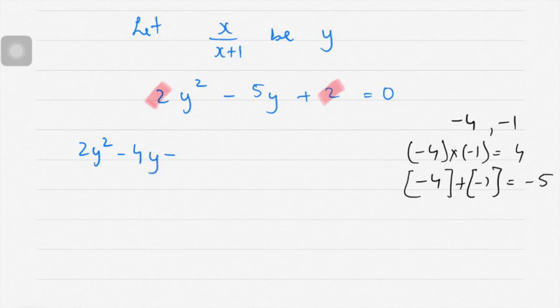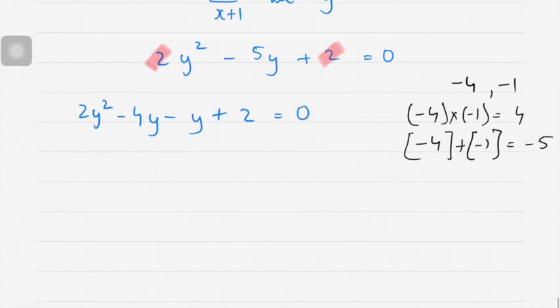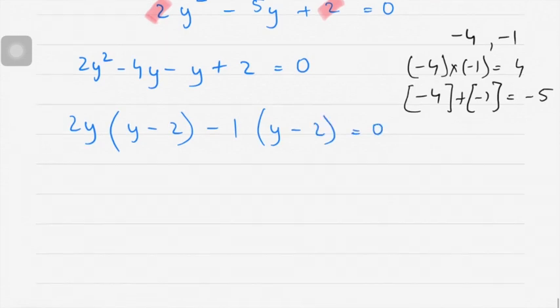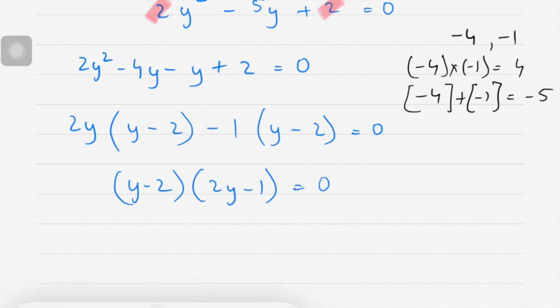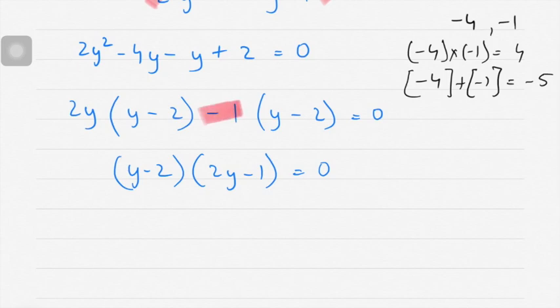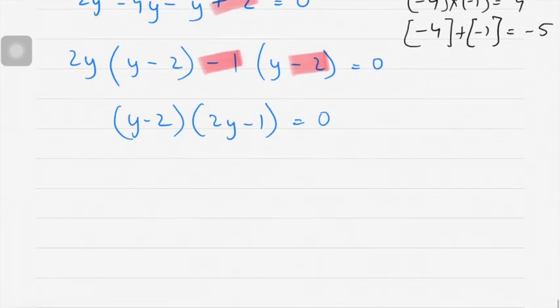So 2y square minus 4y minus 1y or minus y plus 2 is equal to 0. Okay. Now here the common is 2y, uncommon y minus 2. Okay. Now again nothing is common, so 1 will come out, and y minus 2 is equal to 0. So y minus 2 and 2y minus 1 is equal to 0. Okay. Please note, minus 1 into minus 2 is plus 2. Okay.